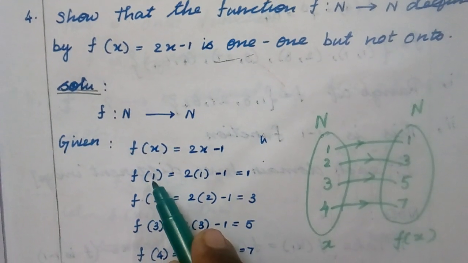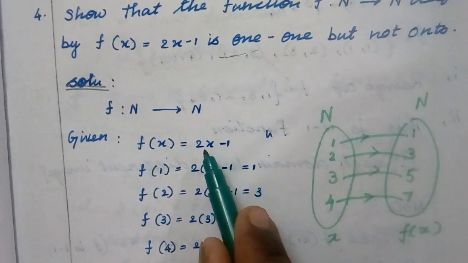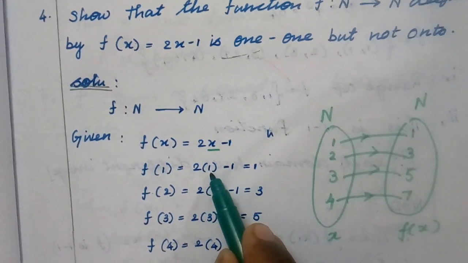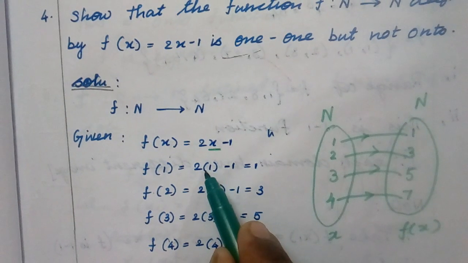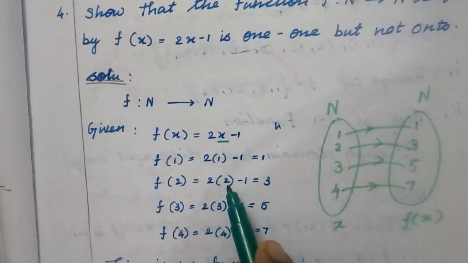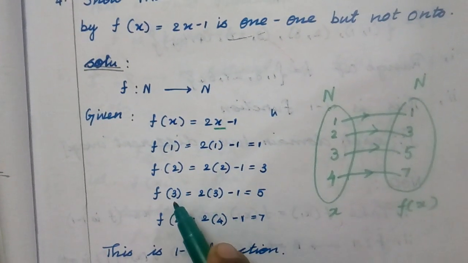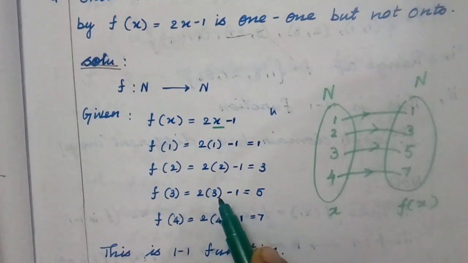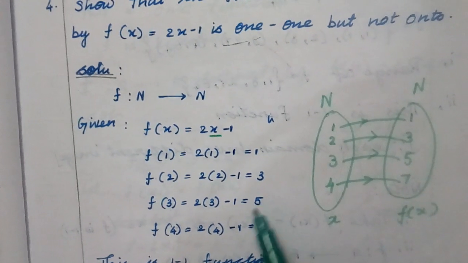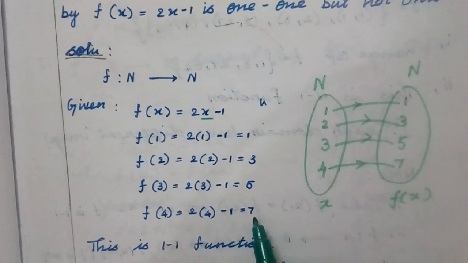First, x is equal to 1. f of 1 equal to 2 into 1 minus 1. So 2 into 1 minus 1, 2 minus 1 is 1. Then x equal to 2: 2 into 2 minus 1. 2 twos are 4, 4 minus 1 is 3. Next x value 3: 2 into 3 is 6, 6 minus 1 is 5. Next x value is 4: 2 into 4 is 8, 8 minus 1 is 7.